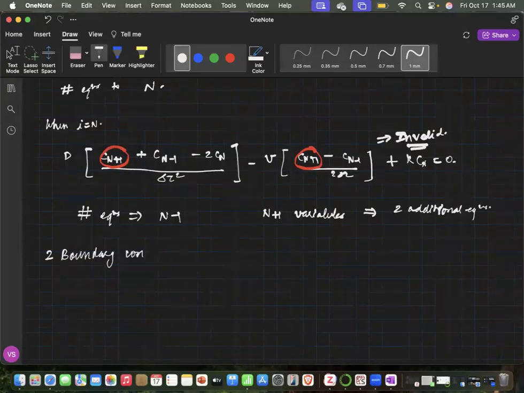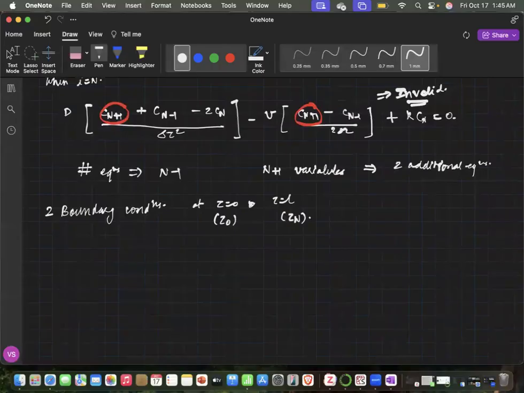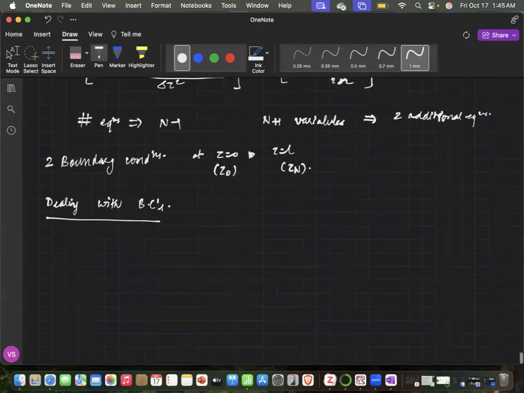We go to the two boundary conditions at z equals 0 and z equals L, or at z0 and zn, right? So basically when i is equal to 0, we'll use the first boundary condition, and when i equals n, we'll use the second boundary condition, right? So these are the two equations that we get. So now let's see how to deal with boundary conditions.